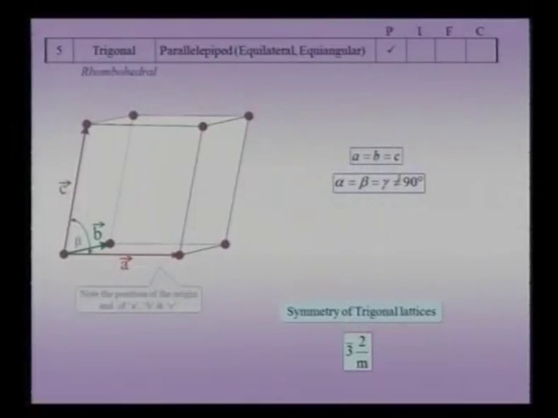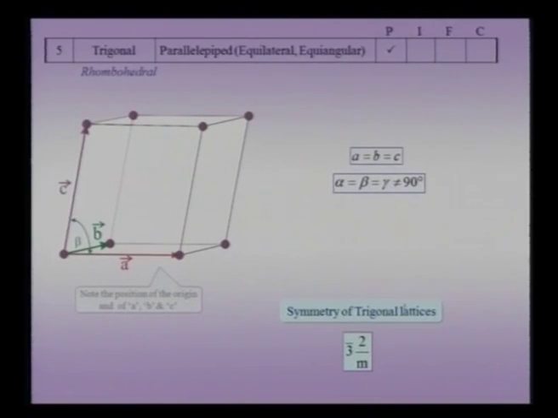So, I can go from a cube to a unit cell which looks like the parallelopiped, which is equiangular and equilateral, by pulling along the body diagonal of a cube. This is, for instance, a typical unit cell shown on the left hand side, where you have the A, B and C vectors whose modulus are identical.